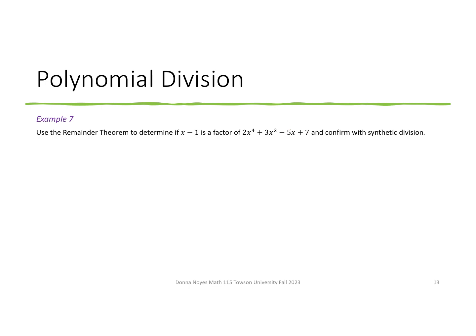So let's use our remainder theorem to determine if x minus 1 is a factor of 2x to the fourth plus 3x squared minus 5x plus 7, and we're going to confirm it with synthetic division. In this case, we could also do the synthetic division first and then find f of k and see if they're the same. They should be, if we did everything right. So it's also a nice way to check your work. So pause here and try this one and see what you get.